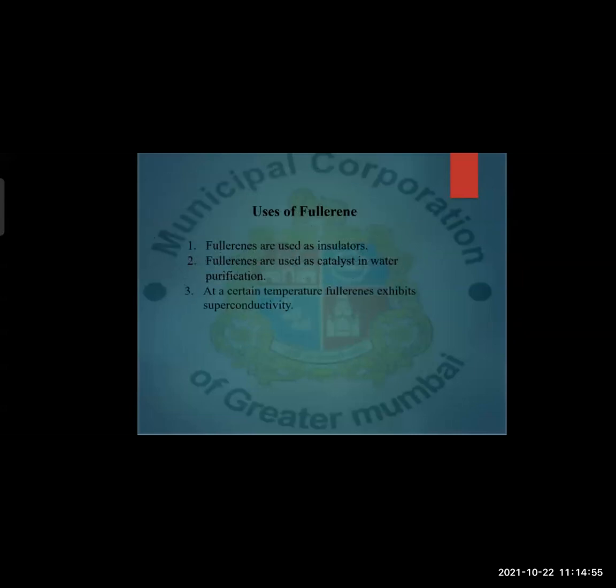Then the next one is the uses of fullerene. First, fullerenes are used as insulators. Insulators are put on wires so that we can get protection from electric current. So insulation is for that purpose only. Then the second one, fullerenes are used as catalyst in water purification.